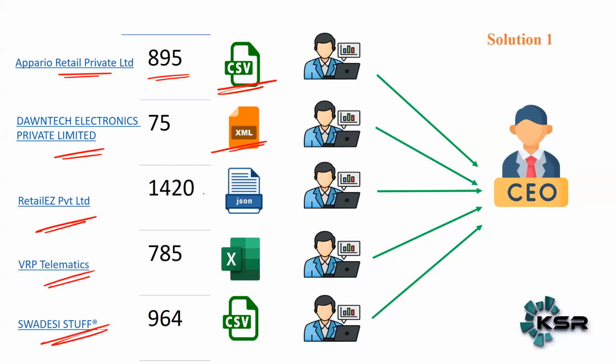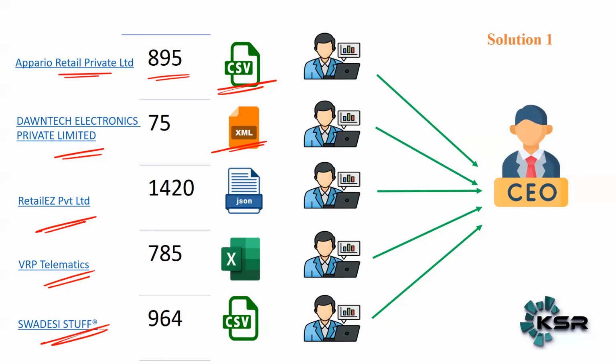All of these are making good sales, and the transaction details are sent in different file formats. What are the different file formats? Some people are sending CSV, some Excel, some JSON, and some XML. Well, this is what is happening.